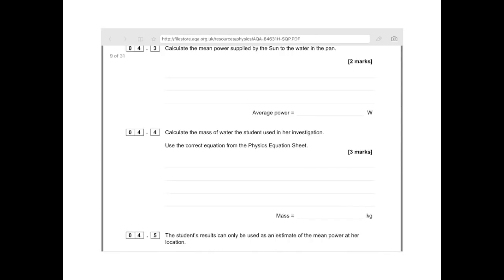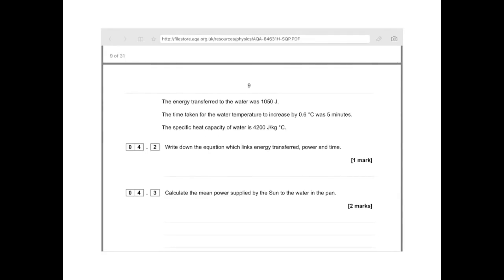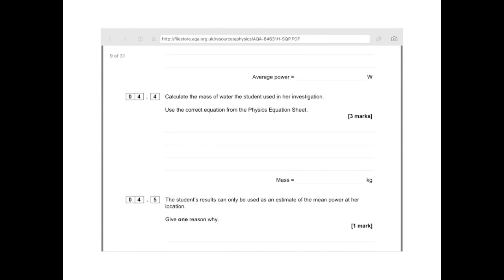For part 4, calculate the mass of water the student used in her investigation. Use the correct equation from the physics equation sheet. So there's all the information at the top. We know we've got energy, temperature, time and specific heat capacity. So just scan down that physics equation sheet and see which of those equations has those values in it. And you'll see that it's this one, which is delta E, so that's change in energy, equals mass, which is m, times specific heat capacity, which is c, times delta theta, which means change in temperature. Don't get mega confused there.